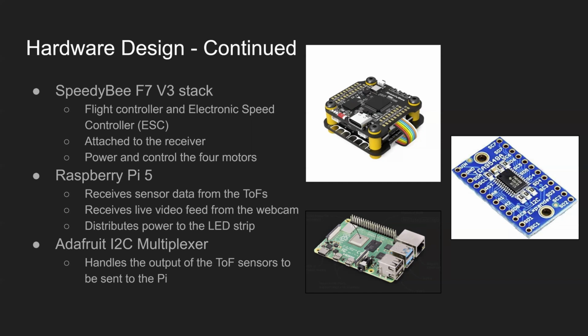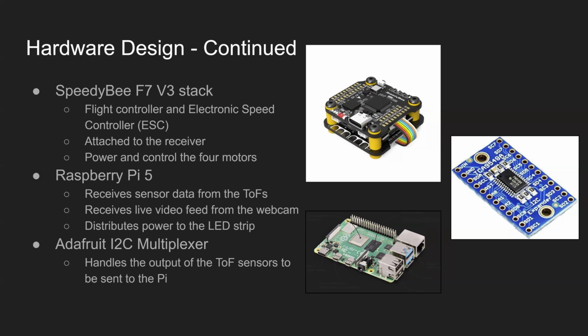The Pi 5 received sensor data from the time-of-flight sensors that would tell the distance around the drone on top, left, right, front, and back. It received live video feed from the webcam to be displayed in the app that you'll see later, and distributed power to the LED strip for the headlights.